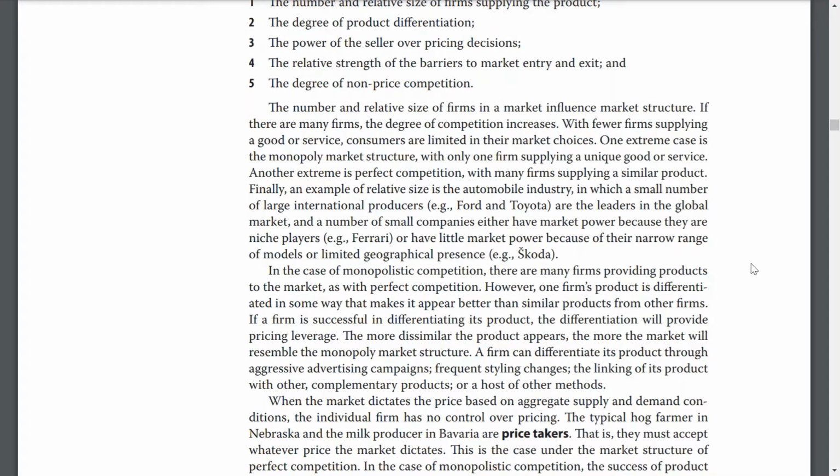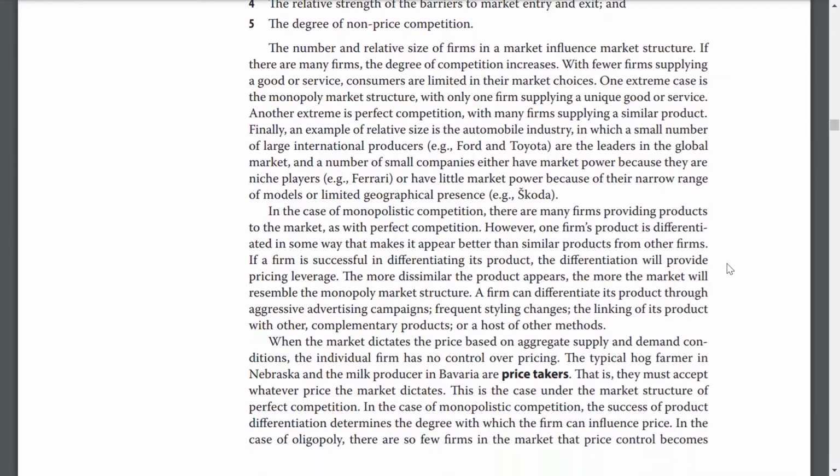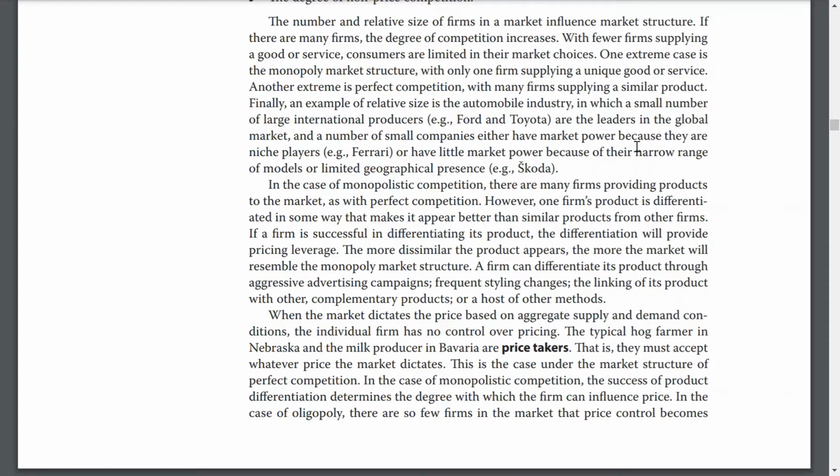One example is the monopoly market structure, with one firm supplying a unique good or service. Another extreme is perfect competition, with many firms supplying a similar product. Finally, consider the automobile industry, with a small number of large internationally produced firms, e.g. Ford and Toyota, as the leaders of the global market. Some small companies either have market power because they are niche players, e.g. Ferrari, or have limited market power because they have a narrow range of models with limited geographic presence.